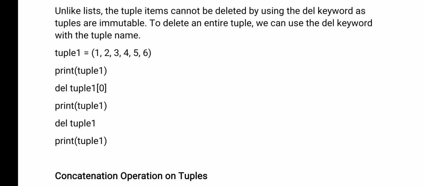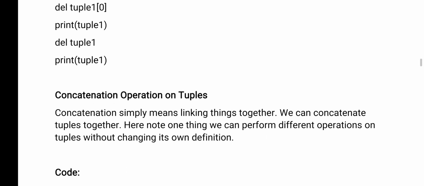Now, first I have given 6 elements, 1, 2, 3, 4, 5, 6. Next I am printing that. After that, del tuple 0. So the first element is removed. Next I am printing after removing the first element, that is 2, 3, 4, 5, 6. Next del tuple 1. Tuple 1, the total tuple is deleted, whatever tuple is there, that is deleted.